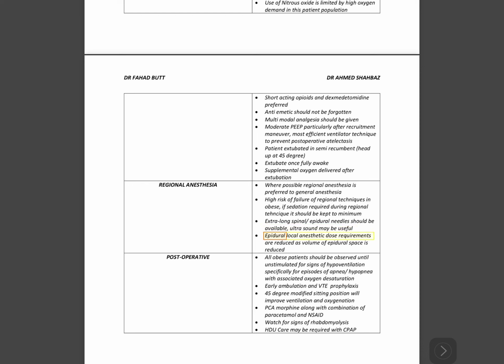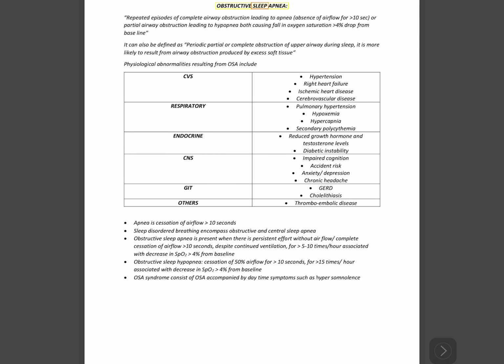Ultrasound may be useful. Epidural local anesthetic dose requirements are reduced as the volume of epidural space is reduced. Postoperative: all obese patients should be observed until unstimulated for signs of hypoventilation, specifically for episodes of apnea or hypopnea with associated oxygen desaturation. Early ambulation and VTE prophylaxis. A 45 degree modified sitting position will improve ventilation and oxygenation. PCA morphine along with a combination of paracetamol and NSAID. Watch for signs of rhabdomyolysis. HDU care may be required with CPAP.